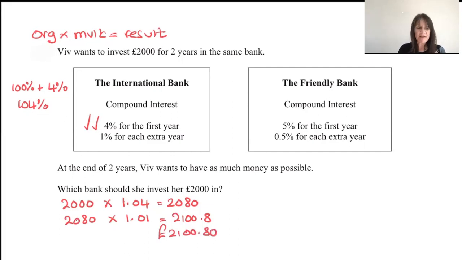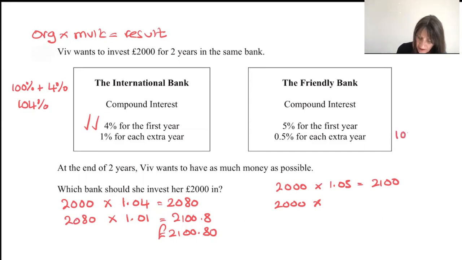Now I've got to repeat that whole process with the friendly bank so that I can actually make a comparison and answer the question, which would be the best bank for her to invest in. So there's no shortcuts. You literally have to do it all. 1.05 for the first one, which is 2,100. And then 2,000 times, and it's 0.5%. Don't guess this. Work it out properly.